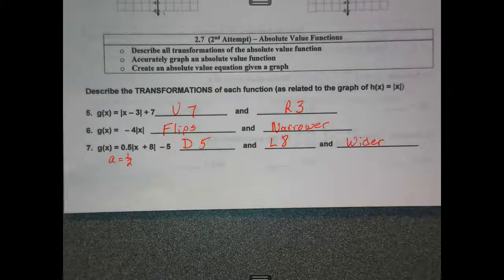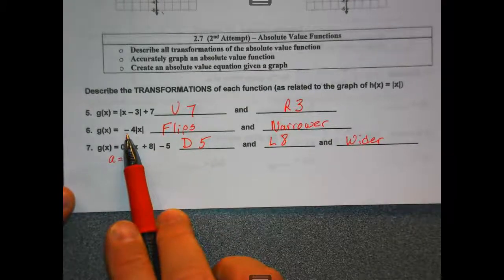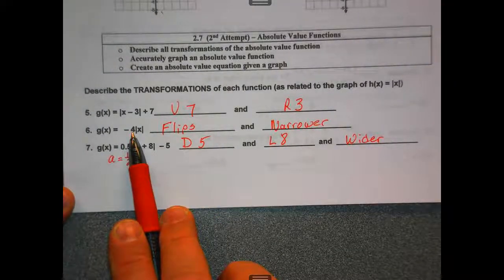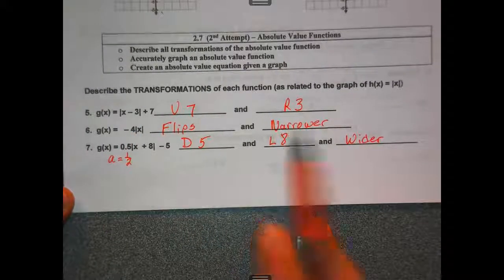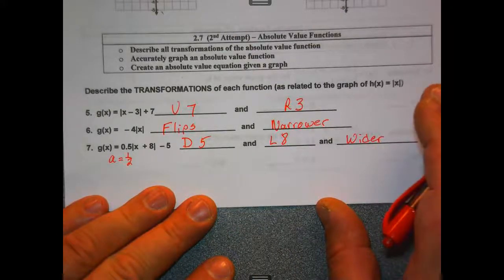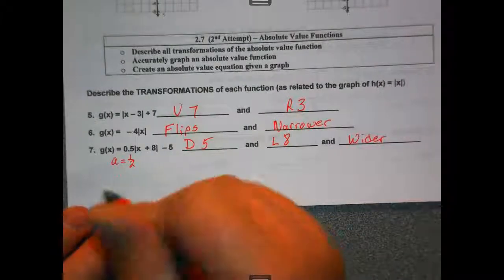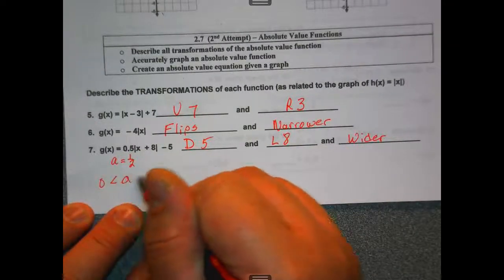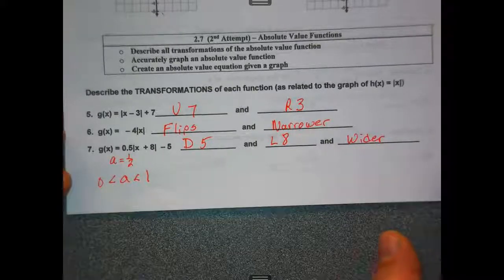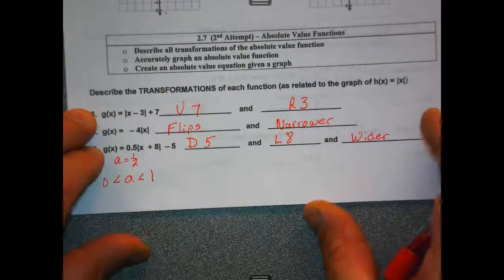Now it's opposite the radical functions. Our A is negative, so it flips, and our A is also 4, which is greater than 1, so it's going to make it narrower. Well, our A is between 0 and 1, so wider, yep. Any other questions?